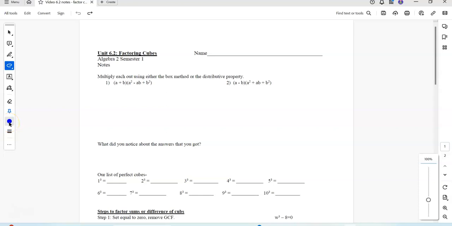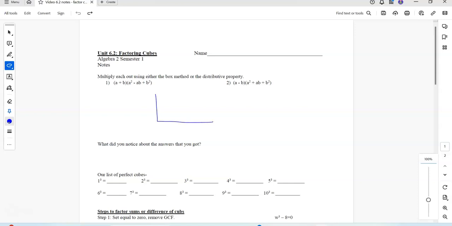Hello everybody, I'm going to show you how to factor perfect cubes, okay? So to do this, I'm going to start off with a couple of multiplications, a plus b times a squared minus ab plus b squared, and then I'm going to do a similar thing with a minus b and then a squared plus ab plus b squared.